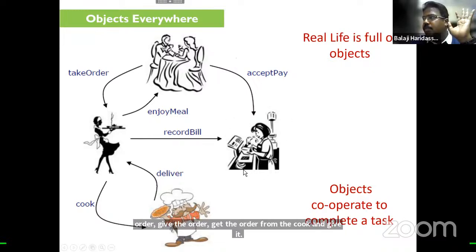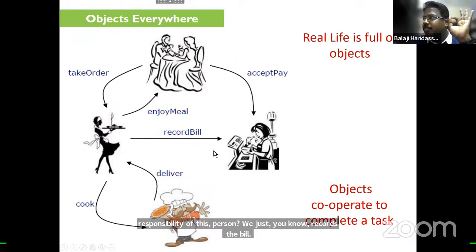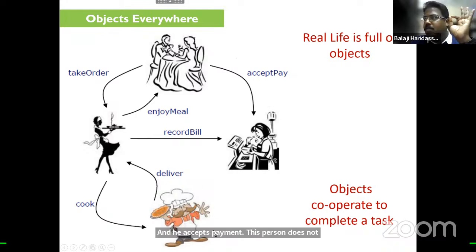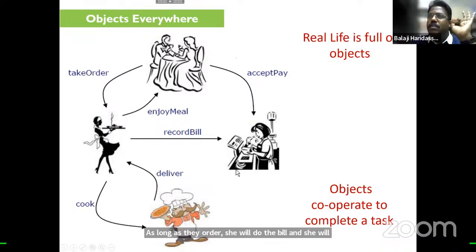What is the responsibility of this person? He just records the bill and accepts payment. This person does not care how the cook is cooking, what the work of this person is, or what they are ordering. As long as they order, she will do the bill. This is called the single responsibility principle in OOAD, SRP. If you define objects which do one thing at a time, and do that thing properly, then that object is good.